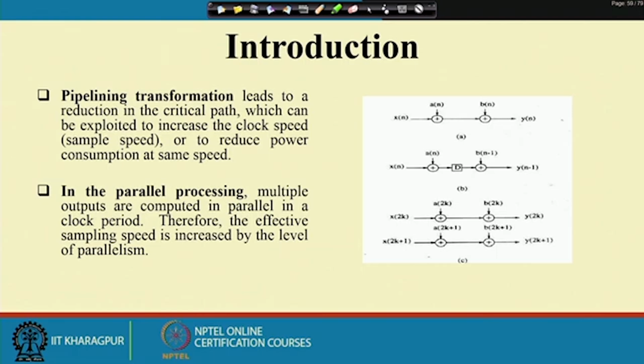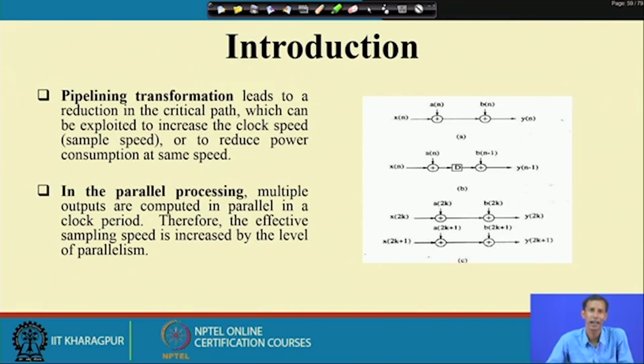In the same manner, parallel processing copies the number of processing elements, and as the processing is done in parallel, I can increase the clock period even more than with the pipelining technique. In parallel processing, multiple outputs are computed in parallel in a clock period, therefore the effective sampling speed is increased by the level of parallelism.